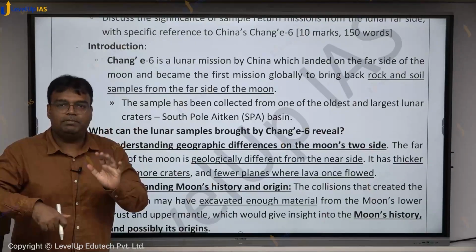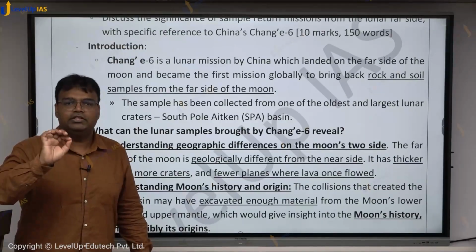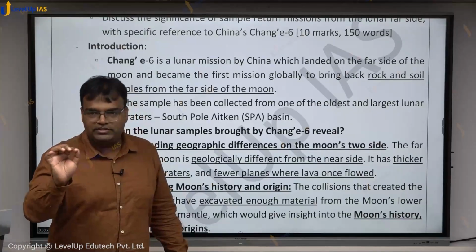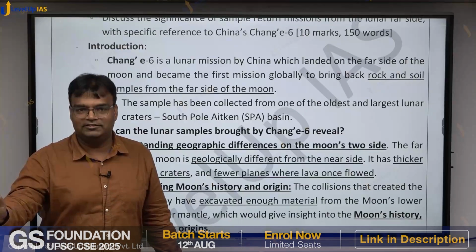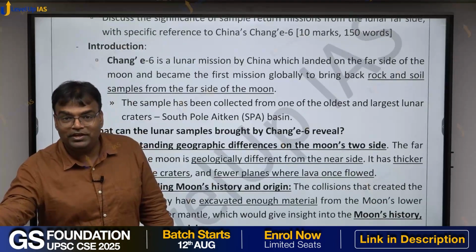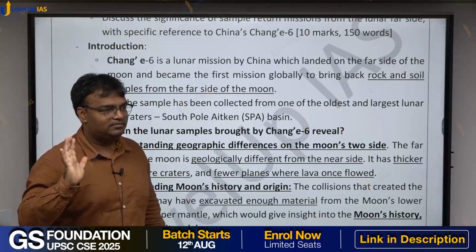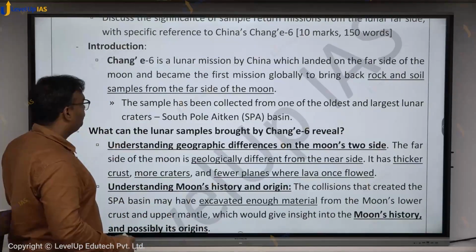तो सबसे पहले when you will have a question related to this, you should be able to write a simple definition. It is China's moon mission under which it landed on the far side of the moon and became the first mission to bring rock and soil samples from the far side. Full stop. Simple definition. Itna. Okay. Now, where had they landed?